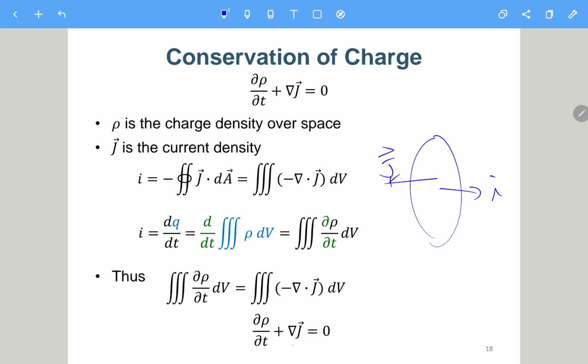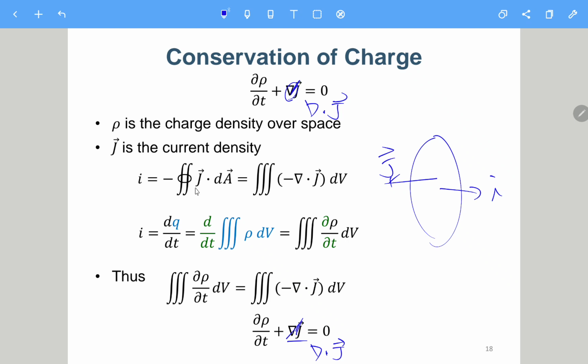Oh, I missed this one. This one should be divergence of J rather than gradient J, because it is a scalar. So this one should also be divergence of J, because it should be a scalar. This is a scalar. The gradient of J would be a vector, but the divergence of J is a scalar field. So this one should be like this. This is not correct.